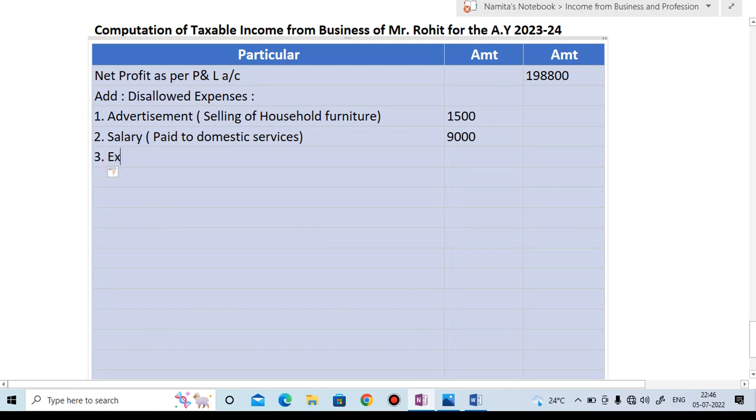Third, excess of depreciation, 35,000 minus 32,000. Excess is 3,000. So this 3,000 is not related to business, hence it is disallowed expenses.